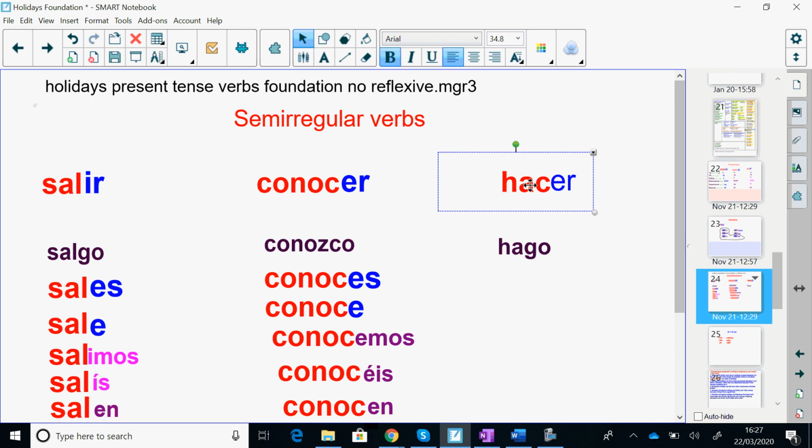And the same thing will be with hacer. This is going to be our infinitive. It's going to be exactly the same endings as conocer because it's an -er verb. So it would be haces, hace, hacemos, hacéis, hacen. Only the first person is irregular. Hago, conozco, salgo, basically.